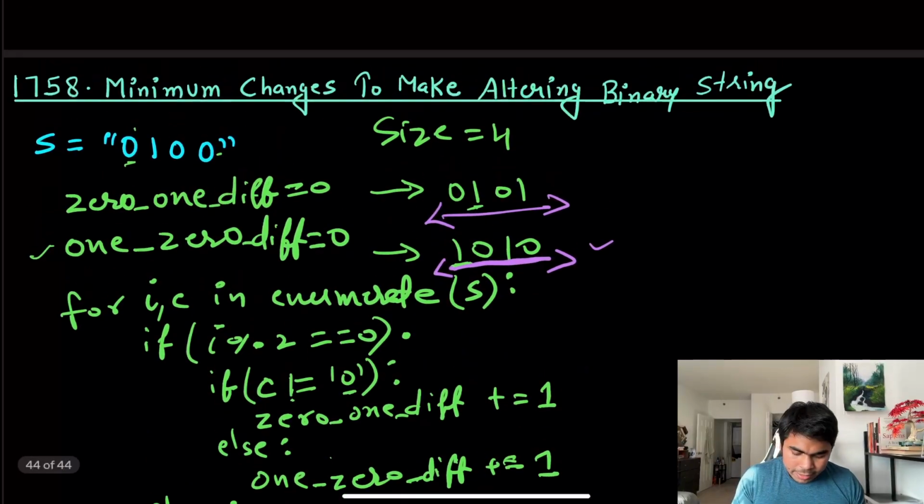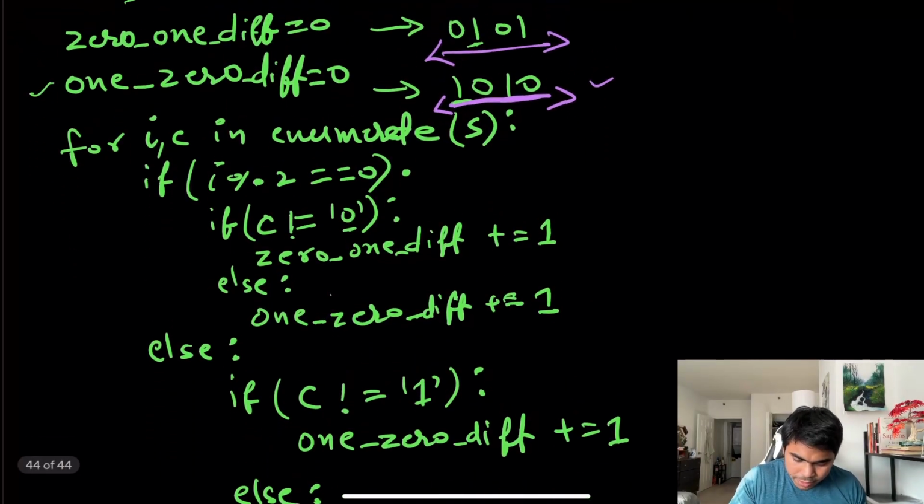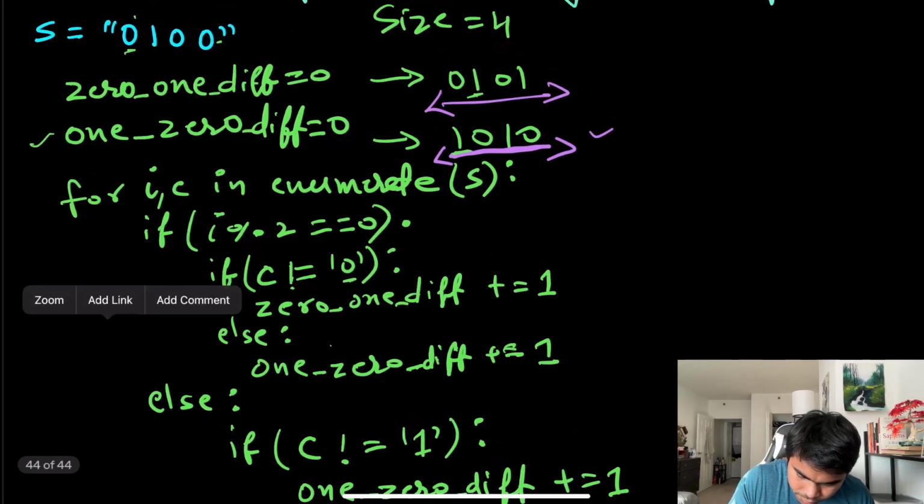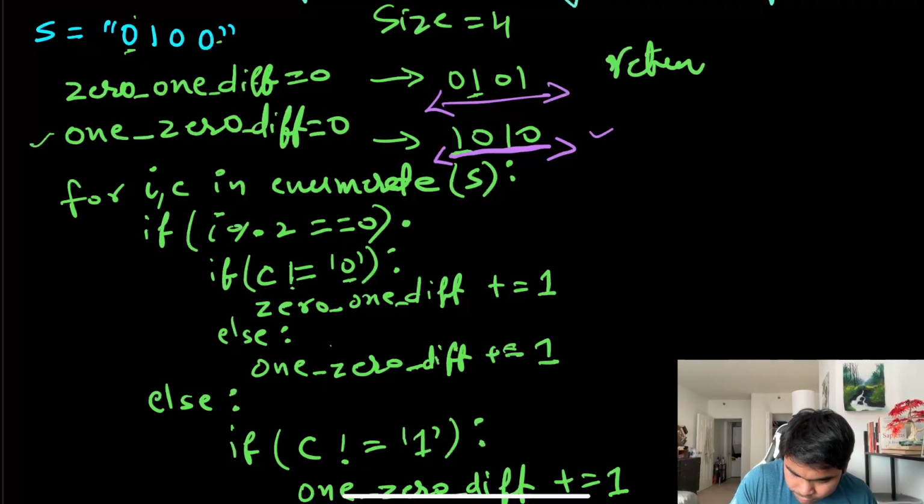All right, and in the end you will just return the minimum of these two. You will return the minimum of these two values.